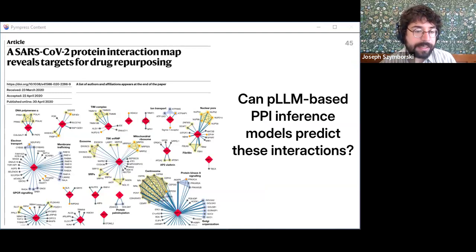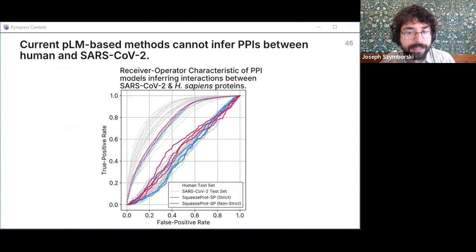Next, we were curious to see how well these pLM-based PPI inference models fare on very out of distribution proteins. So to call back to our initial example, we want to evaluate methods on the network of interactions between SARS-CoV-2 proteins and human proteins. Perhaps there are some differences between these models based on the strict and non-strict SP variants that will appear due to this. You'd expect that the data leakage perhaps would cause the strict model to perform better than the non-strict model. But we're not seeing that here.